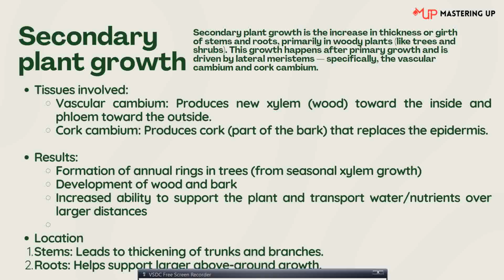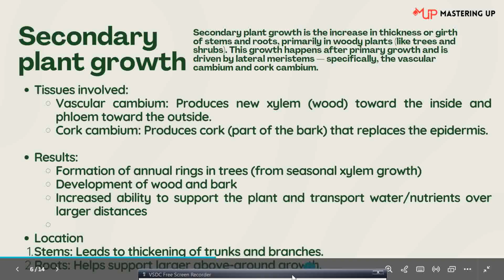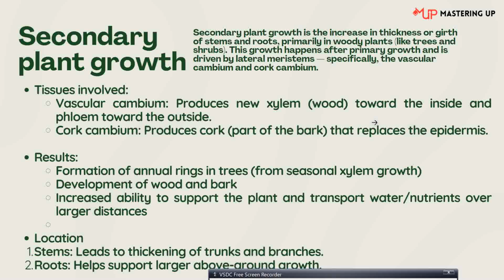Now, the development of wood and bark is also a result of secondary plant growth, with increased ability to support the plant and transport water and nutrients over larger distances. Now locations: they are present in stems, leading to the thickening of the trunks and branches, and in roots, which help support the larger above-ground growth. So these are the location, result and tissues involved in secondary plant growth.